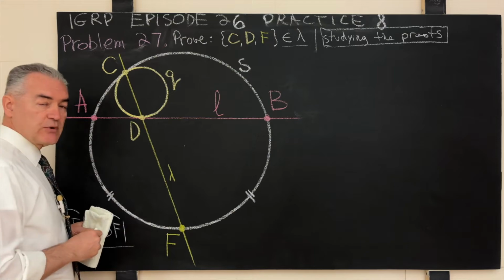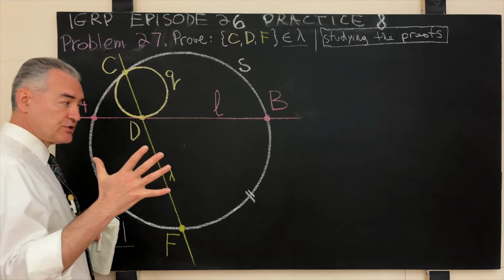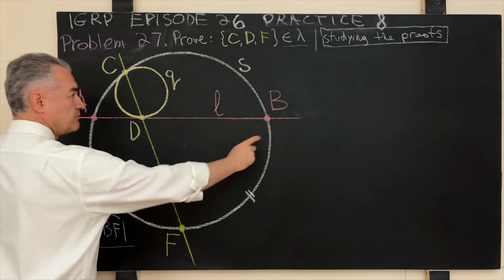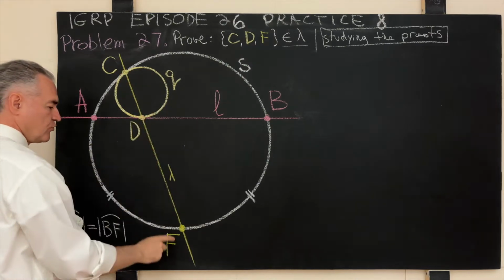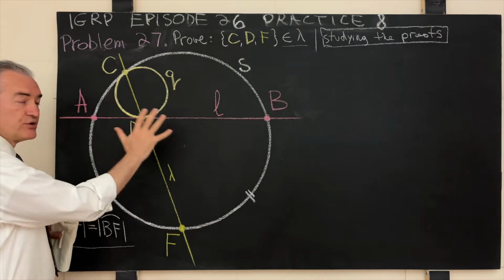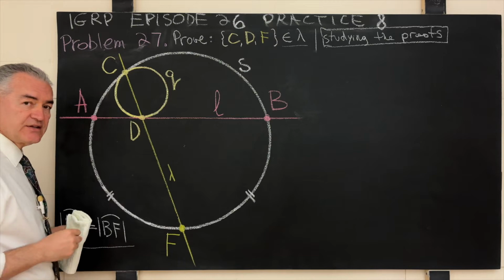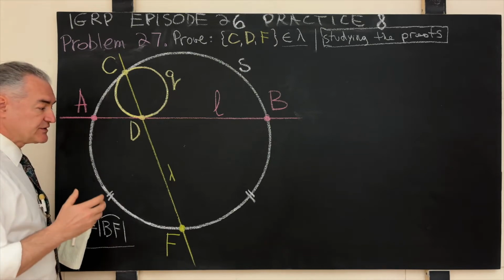We are given how many points in this problem? In this problem, we're given 5 points: A1, B2, C3, D4, and F5. Do all these 5 points have one and the same quality? Well, the answer is no.